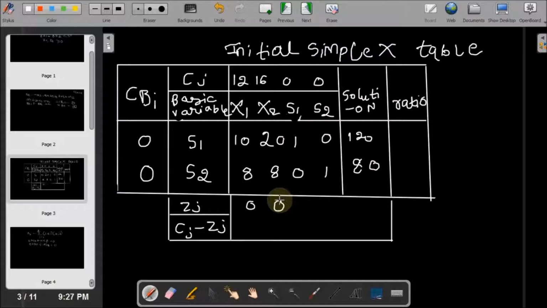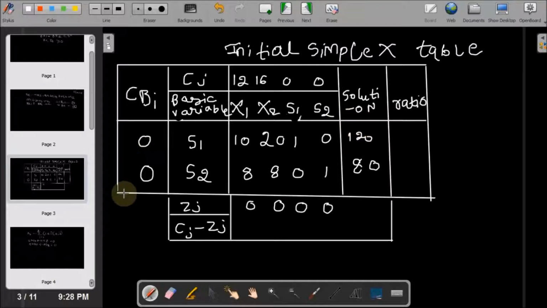Getting, guys? In the same way, 0 into 1. Next, 0 into 0. Obviously, the value will be 0. Next, 0 into 0 plus 0 into 1. Obviously, the value will be 0. Anything multiplied by 0, because the cost here, the CBi value is 0, right? So obviously all the values will become 0 only. So what is the Zj value here? 0.